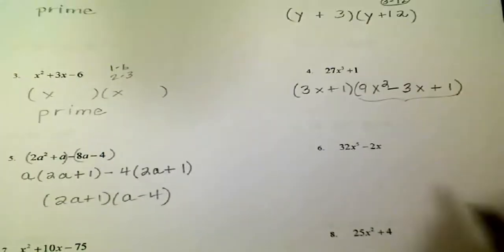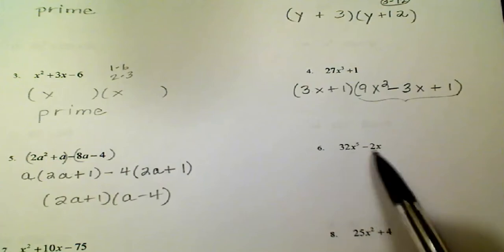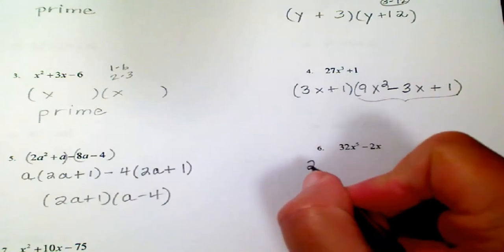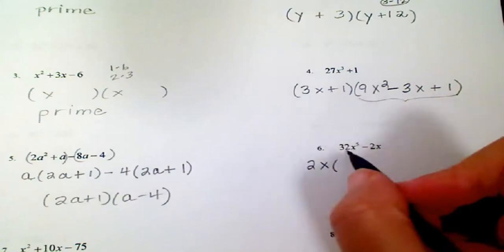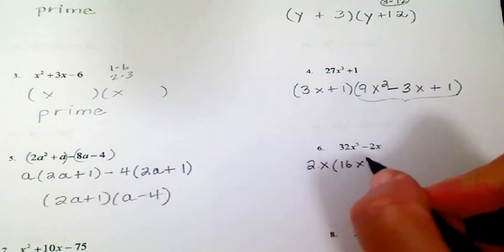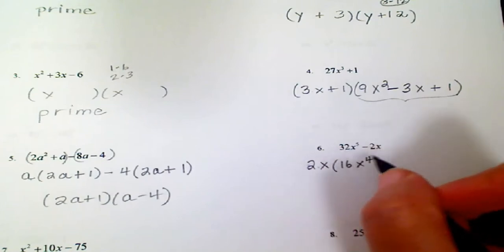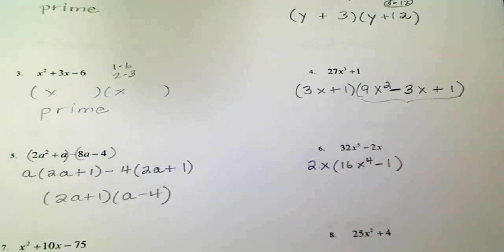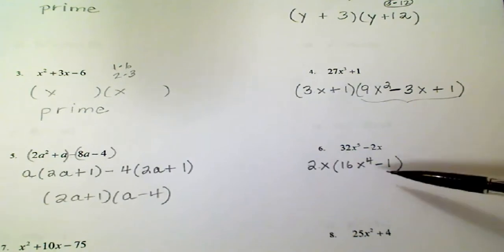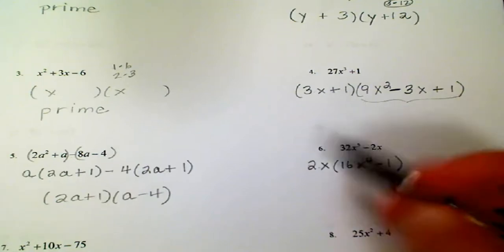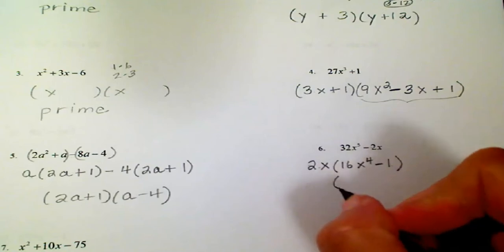Okay, number 6. What can I take out? I can take out a 2, and I can take out an x. So I'm going to take out 2x. And what's going to be left? 2 into 32 is 16. Take out an x, you have left 4. 2 into 2 is 1. Take out an x, so it's going to be minus 1. You are not done, however. If you look at what we have left, that is a difference of perfect squares. So we're going to have to factor this again, and that 2x will come down eventually.